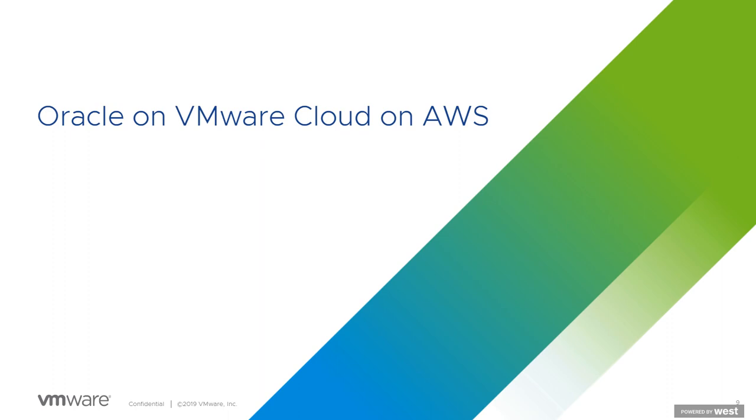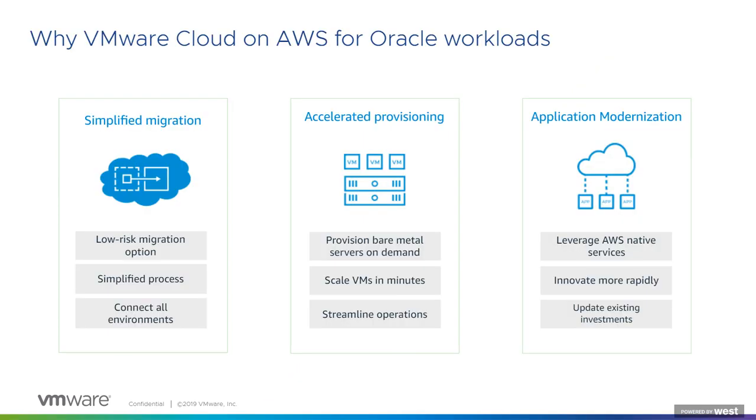Thank you, Andrew. So now let's take a look at how we can deploy and migrate Oracle workloads onto VMware Cloud on AWS. As we have seen in the earlier slides, some of the use cases for VMware Cloud on AWS are data center extension, disaster recovery, cloud migrations, next generation apps, and Andrew touched on that as well. So now let's take a look at some of the advantages of using VMware Cloud on AWS for business critical Oracle workloads, namely simplified migrations, accelerated provisioning, application modernization, etc.